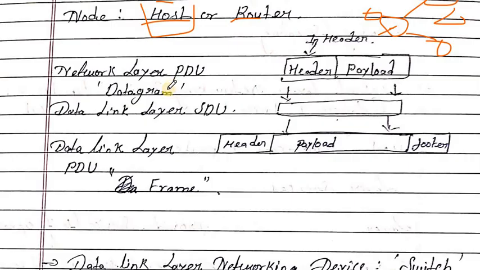Now in the network layer, the PDU is called a datagram. The packet of the network layer is called a datagram. Now this network layer packet becomes the SDU for the data link layer.